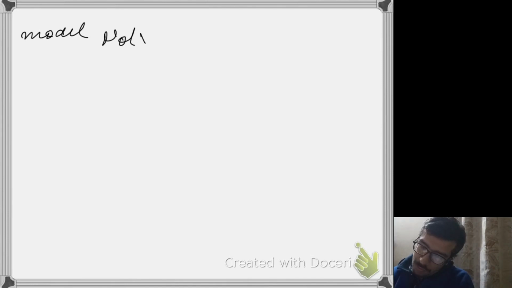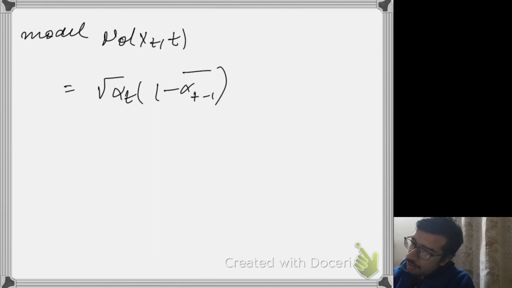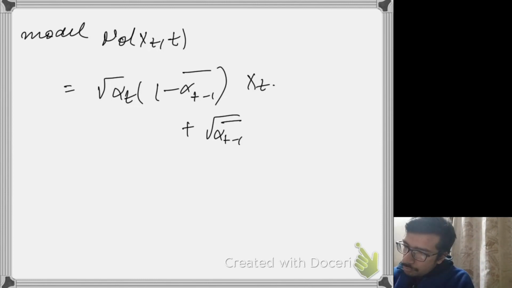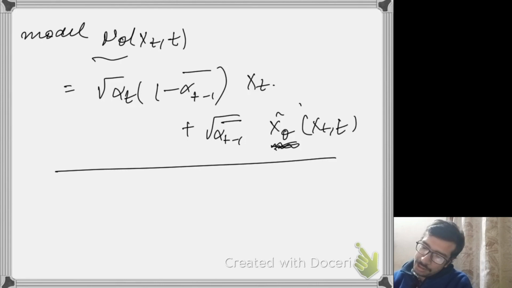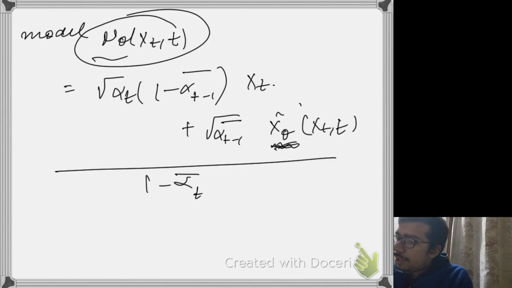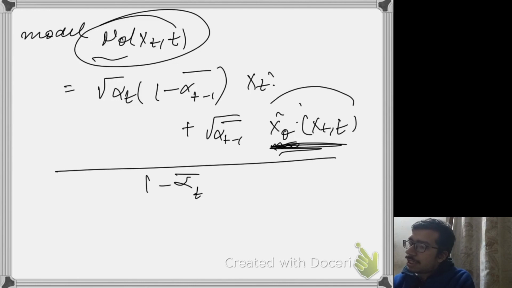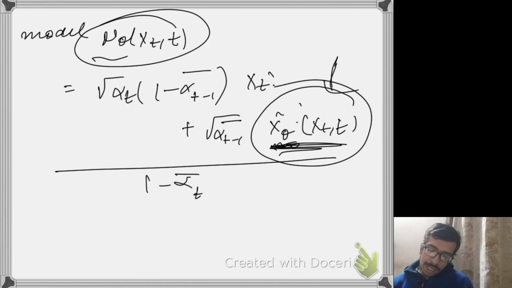So model mu theta of xt and t as square root alpha t, 1 minus alpha t minus 1 bar, xt plus square root alpha t minus 1 bar, x theta hat of xt and t. In order to compute this mu theta, I need to get some approximation of x naught, which is going to be given by x theta hat over 1 minus alpha t bar. The reason I choose this particular formulation is that the original mu q had the same thing, except there I had access to the ground truth, which was x naught. Here we do not have that, but now I have a neural network to predict x naught.